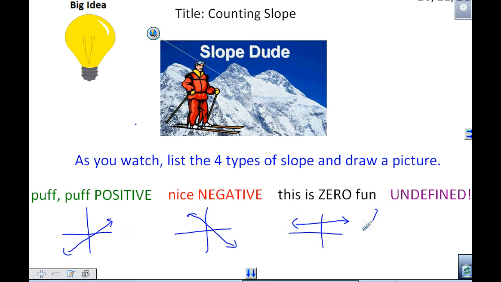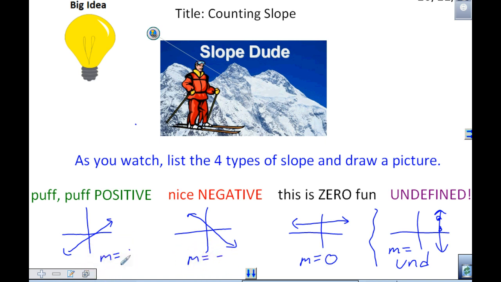And then we got the weird one that's not a function, that is just vertical. These 3 are functions. This one is not. This vertical line test will show the line goes through more than one point, therefore it's not a function. And this one is the one that's undefined slope. And over here we use m, by the way, for slope, so 0, and it's negative, and it's positive.